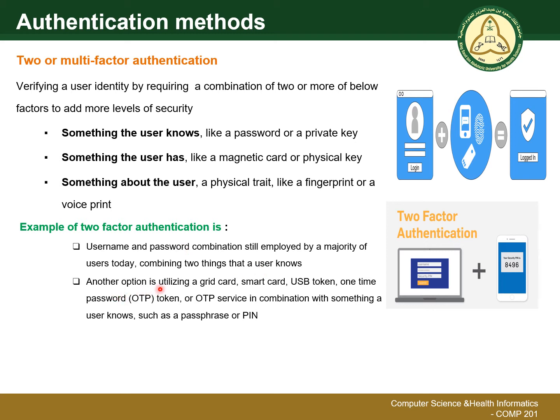Another option is utilizing a grid card, a smart card, USB token, and one-time password token or one-time password service in combination with something a user knows, such as the passphrase or PIN or password. So these are two-factor authentication, and we can apply more than two-factor authentication based on the sensitivity of the data.